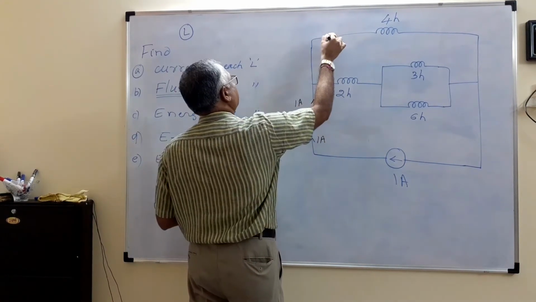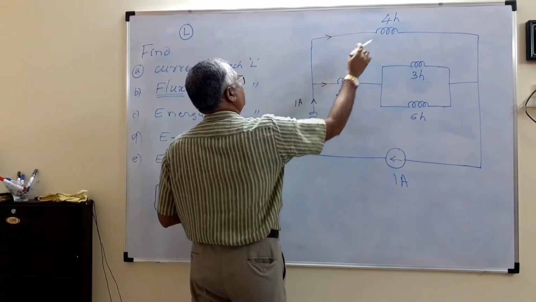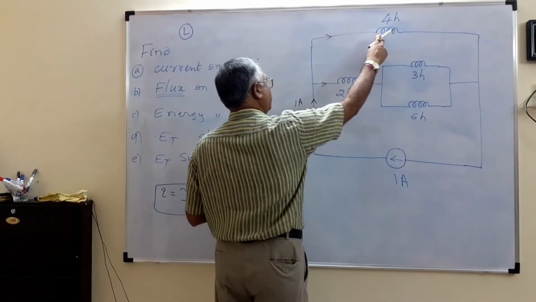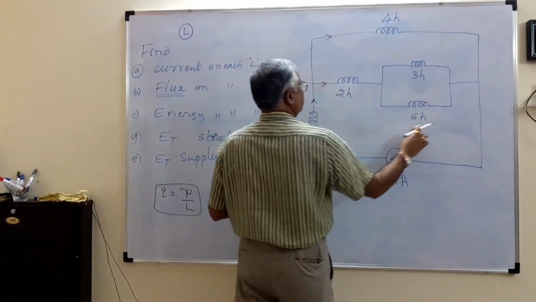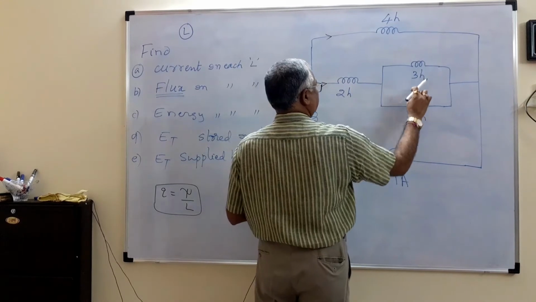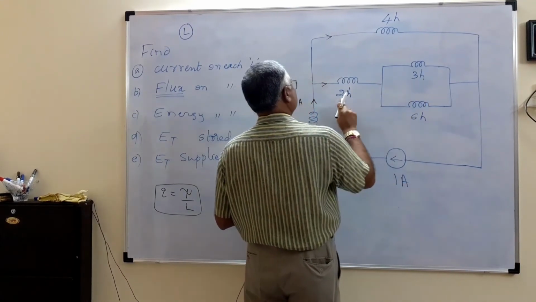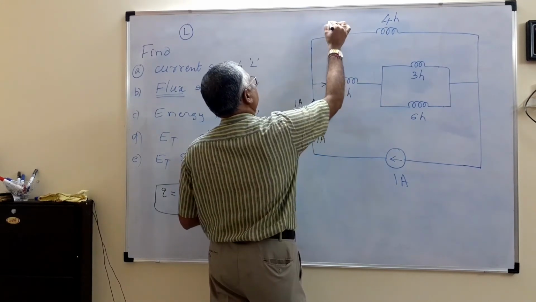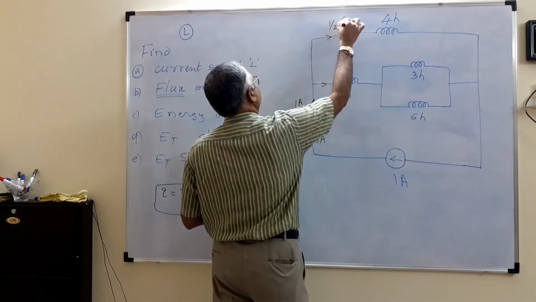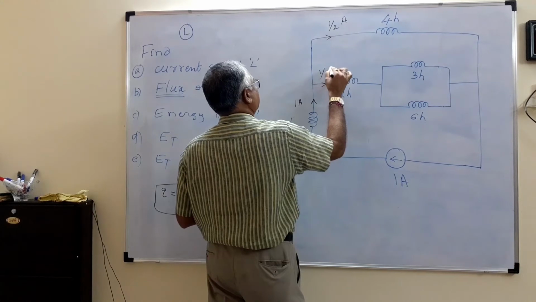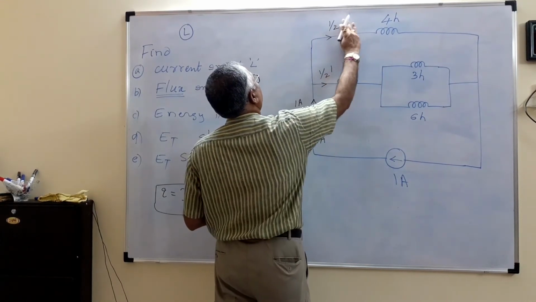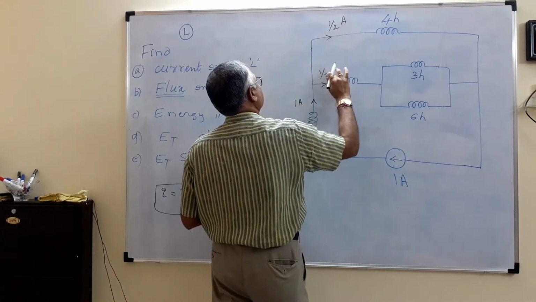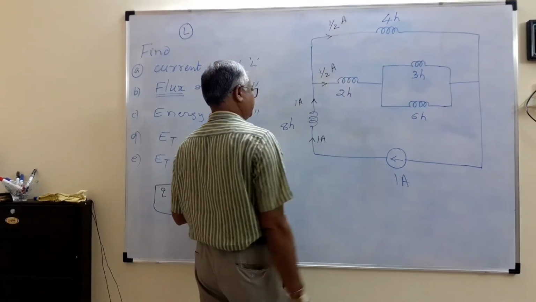This 1 ampere current divides between the 4 Henry and the total equivalent. What is this total equivalent? 3 and 6 in parallel is 2, 2 plus 2 is 4. 4 and 4 are equal, so the current divides equally. So 1 by 2 amps in each.